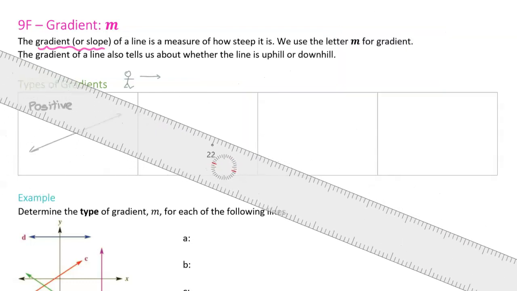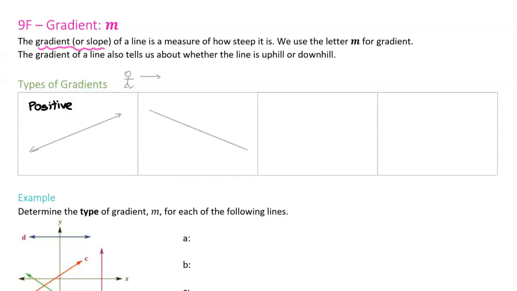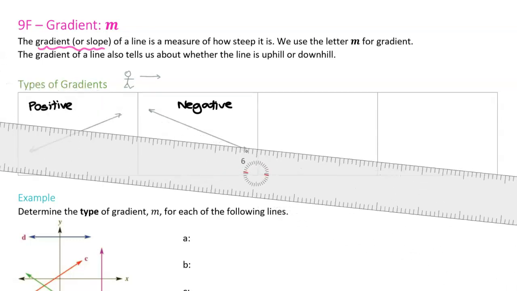Another gradient we could have would be downhill. Now when I say downhill, formally, mathematically, we would say that that is a negative gradient. So let's pop that in. Now we can also have two other kinds of gradients.